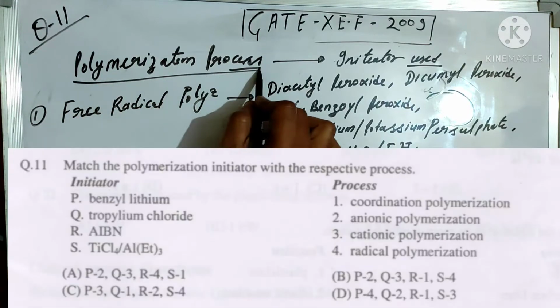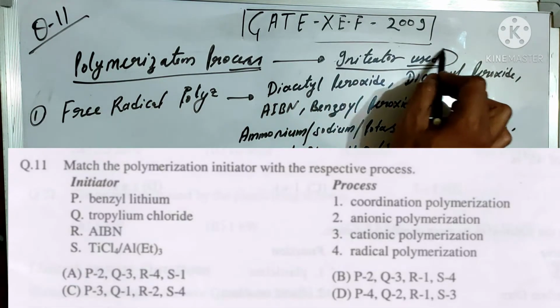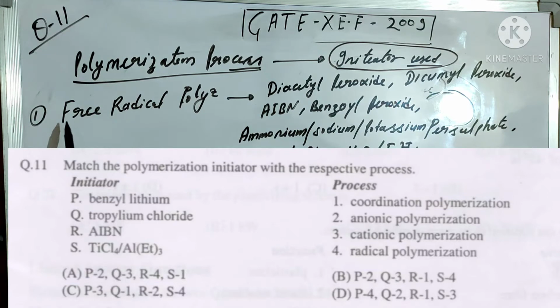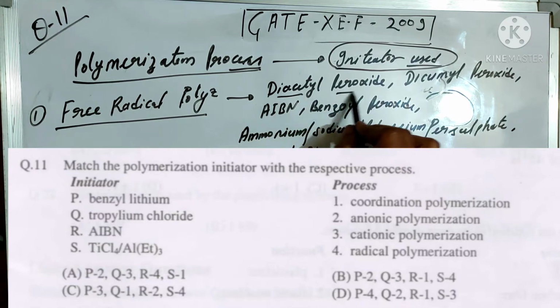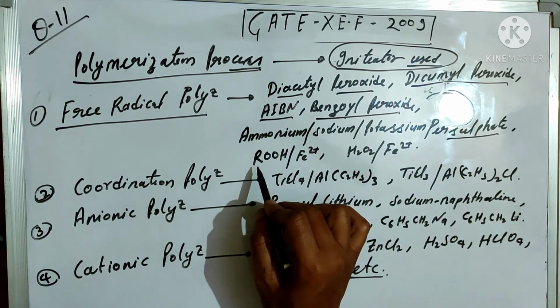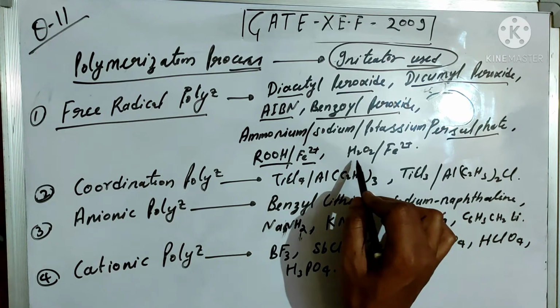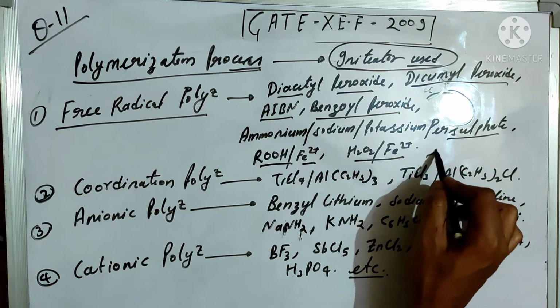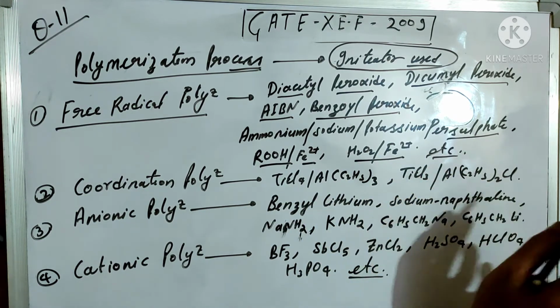The polymerization process and initiator used for that polymerization process. For free radical polymerization, the initiators used are diacetyl peroxide, dicumyl peroxide, AIBN, benzoyl peroxide, ammonium, sodium, or potassium persulfate, ROOH with Fe2+, H2O2 with Fe2+, and more.